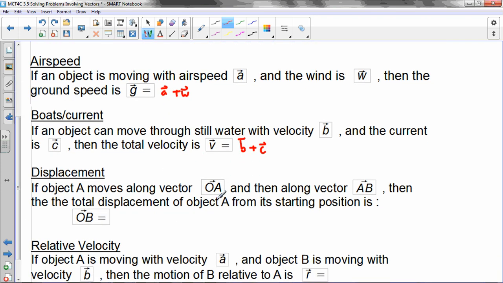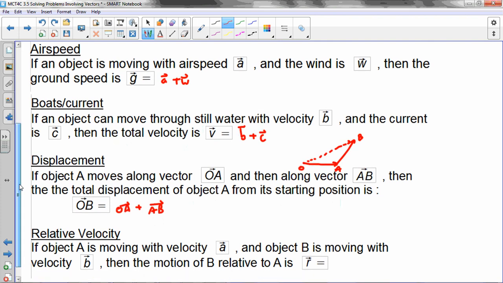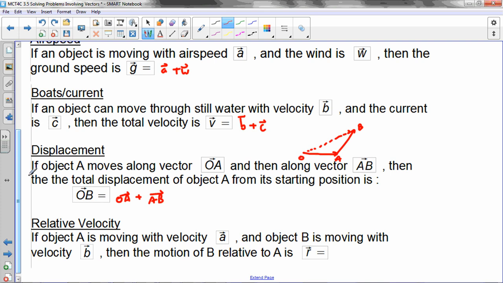Displacement we just talked about, so object A moves along vector OA, and then along vector AB, so they go this way, then this way, while the total displacement is OB, right? OB equals OA plus AB. Now notice this is different than the 3-minute review question where we were talking about displacement of one object from another. This one is total displacement after the object moves on two parts of a walk or two parts of a journey.